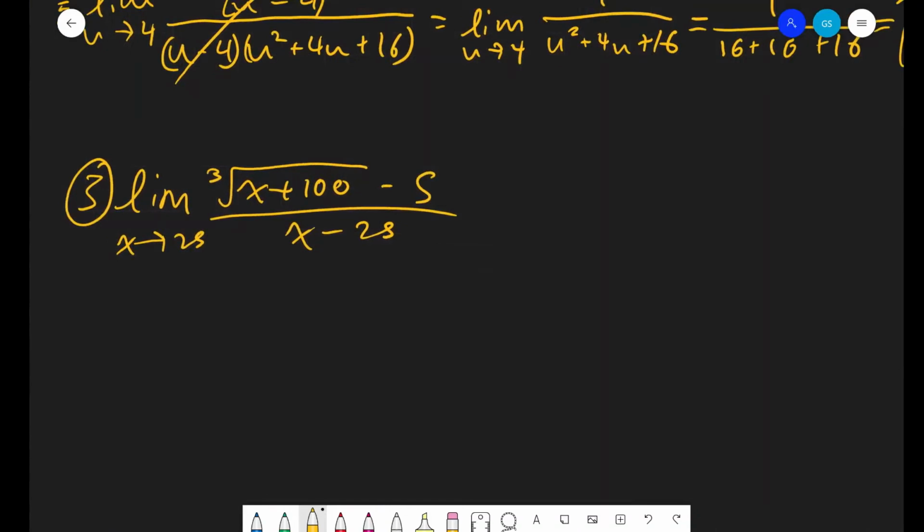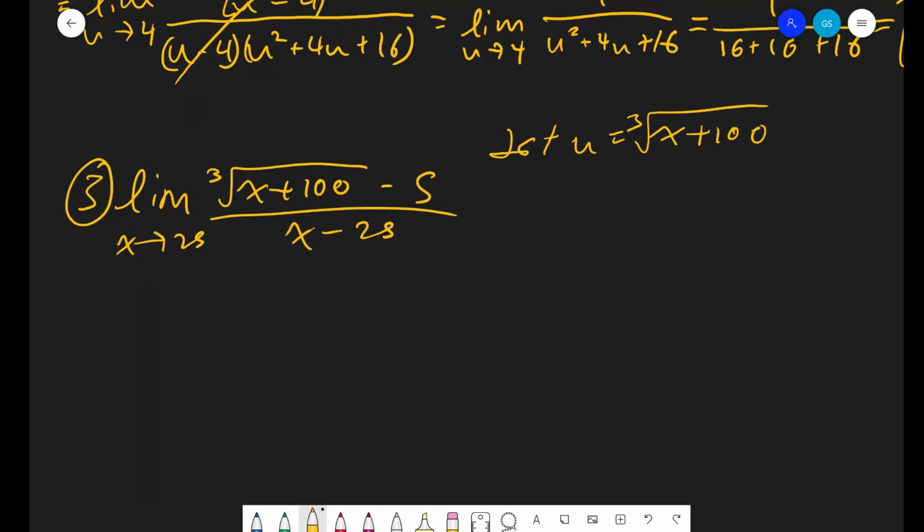So we have the limit of x plus 100 cube rooted minus 5 over x minus 25 as x is approaching 25. So in these ones, when you have like a big guy underneath the radical that is greater than the square root, you just make your life easy and you just say let u, generally speaking, equal x plus 100 under this cube root.